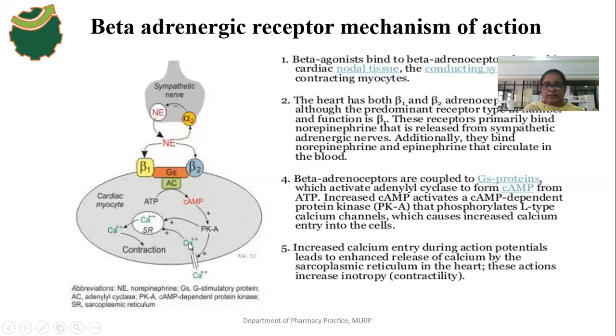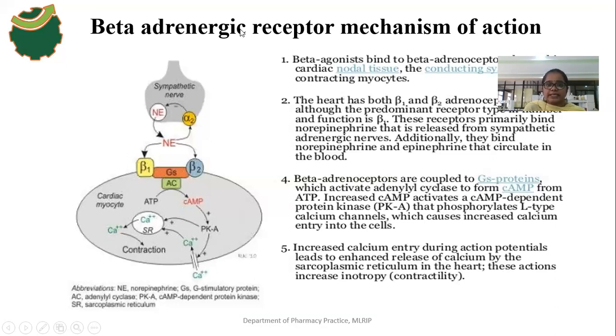Then what will happen? This calcium stimulates the release of calcium from the what? The sarcoplasmic reticulum. Then what will happen? The calcium levels within the cardiac cells increase. Then it shows a contraction effect, that is, it increases the inotropic effect, which is nothing but the force of heart contraction increasing.